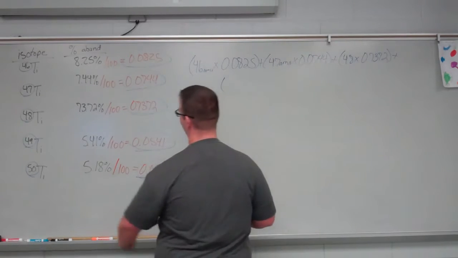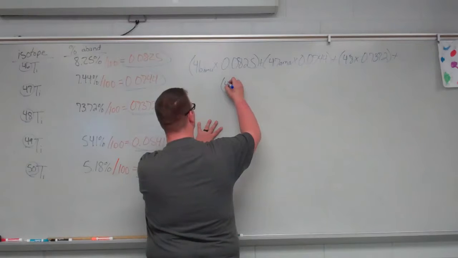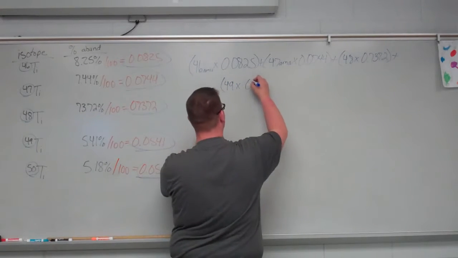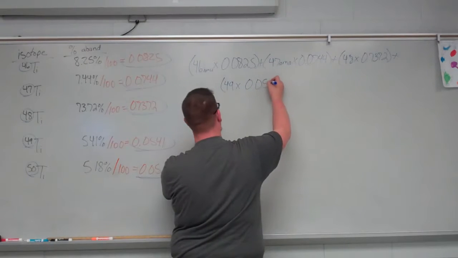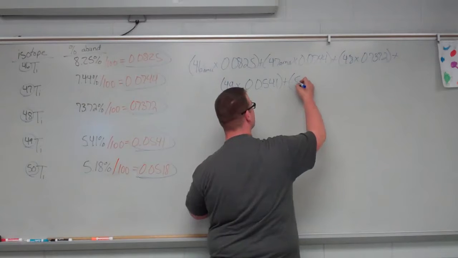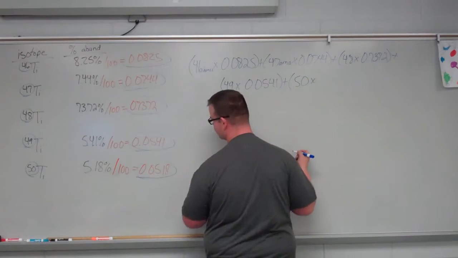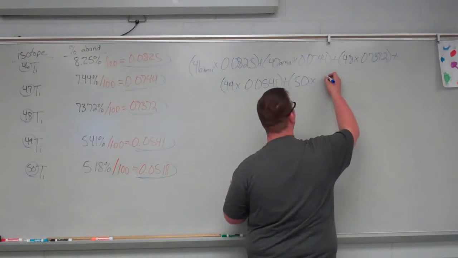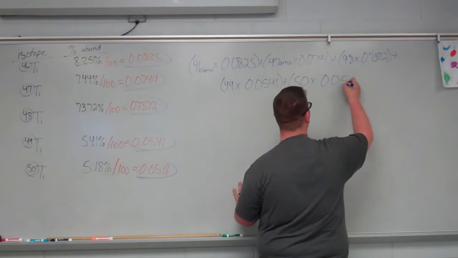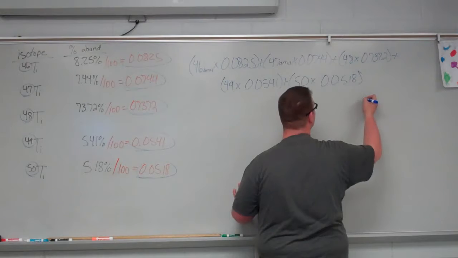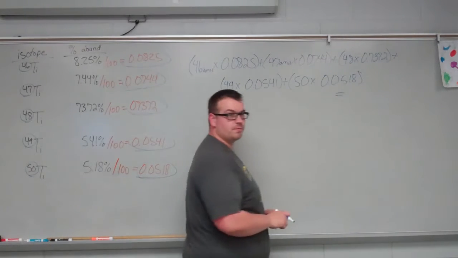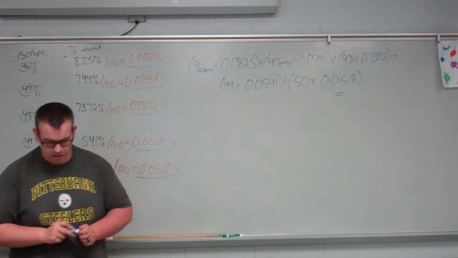So we did 48 last, let's go 49. 49 times 0.0541, plus 50 times the corresponding percent abundance, 0.0518. That's it. All you have to do is punch that in your calculator and punch it all together.